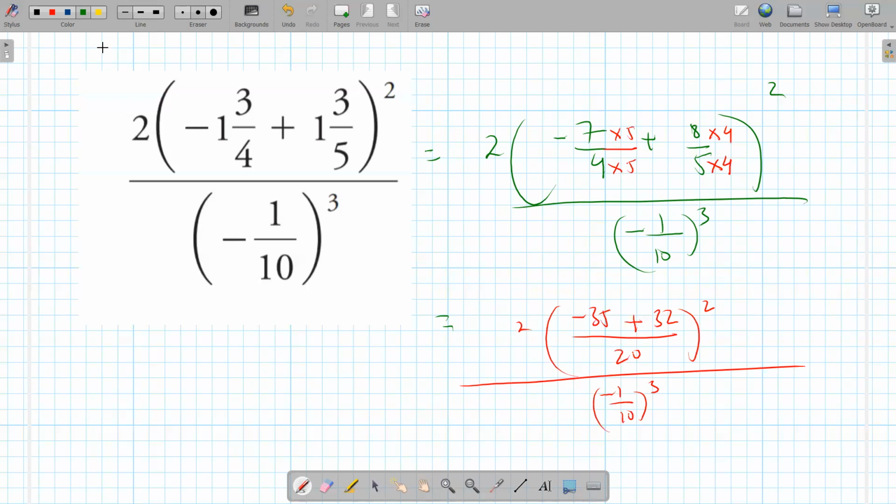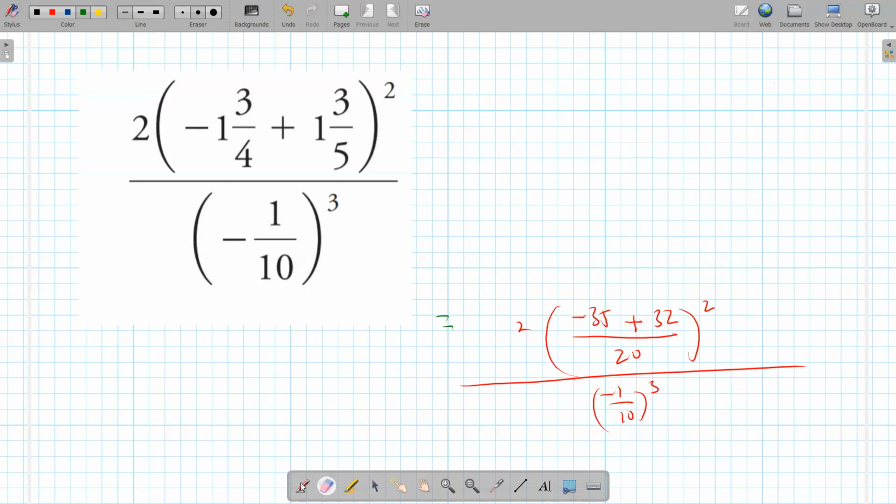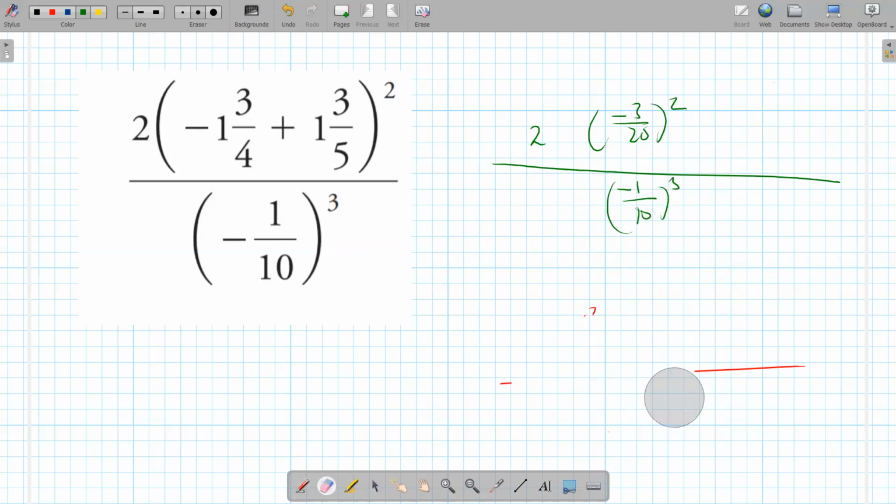Negative 35 plus 32 is negative 3. Yeah, exactly. So you have 2 on the outside. And then inside here we have negative 3 over 20 squared. On the bottom we have negative 1 over 10 cubed, like that. What's the next move?